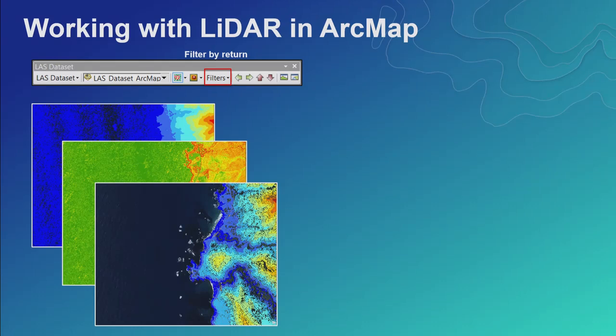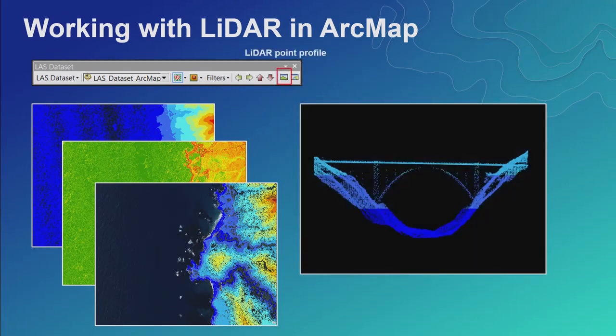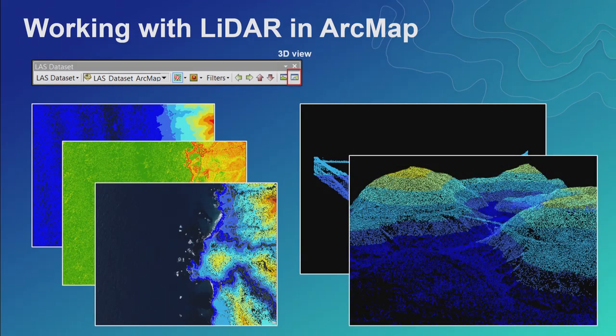Nice thing about working with the LAS toolbar is that you have this thing called the point profile. So this is actually a 3D side profile of the Bixby Bridge in Big Sur. And in ArcMap, you can also use the 3D viewer, which gives you that kind of 3D representation. But a little bit about ArcMap, pretty much all this you could do in Pro as well.